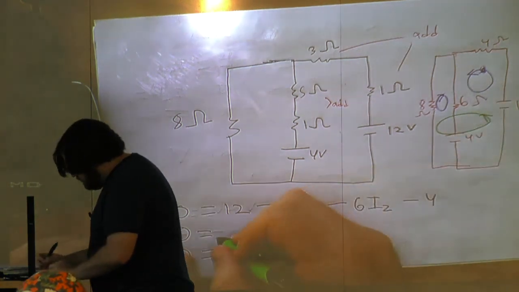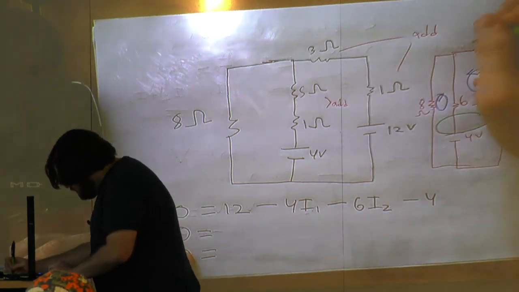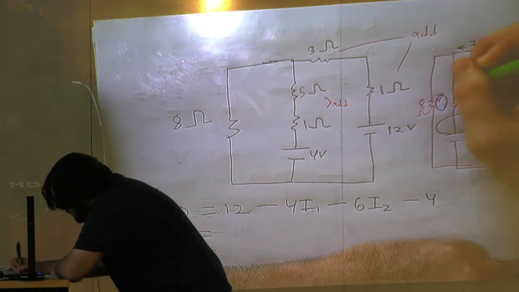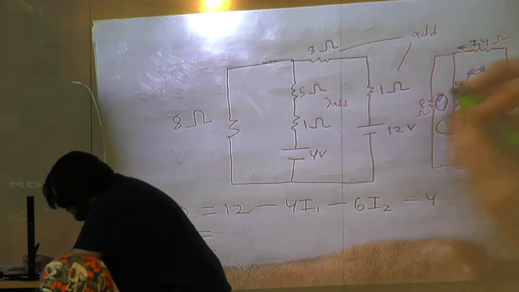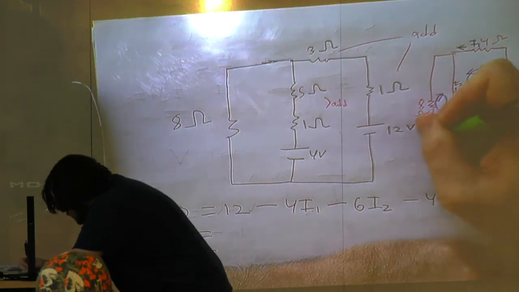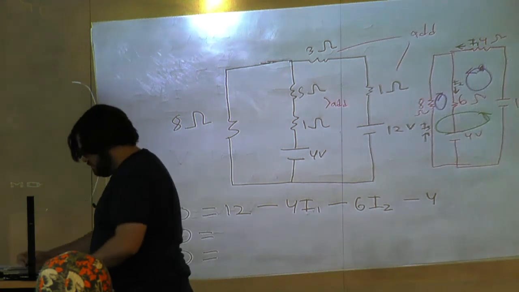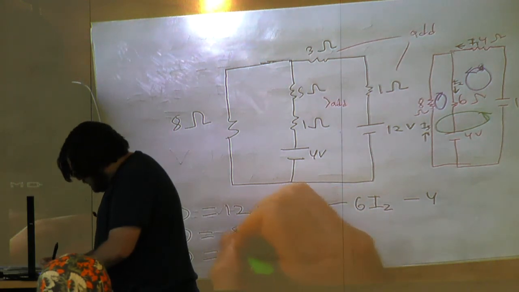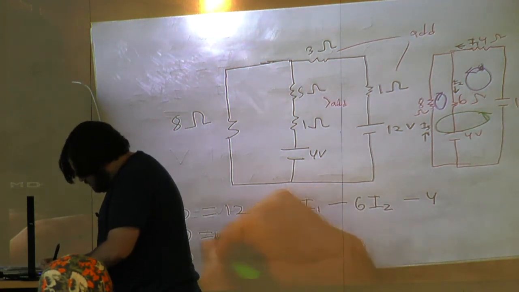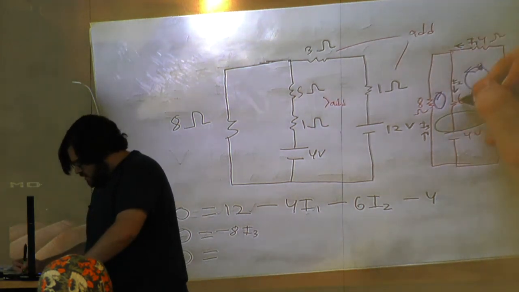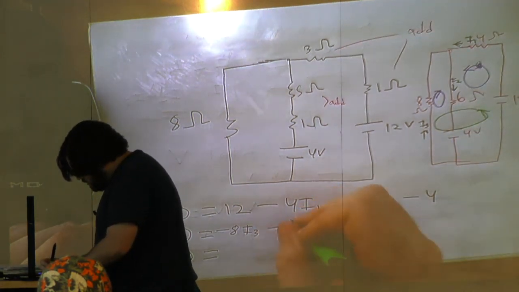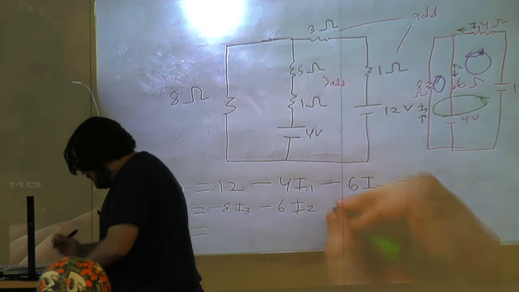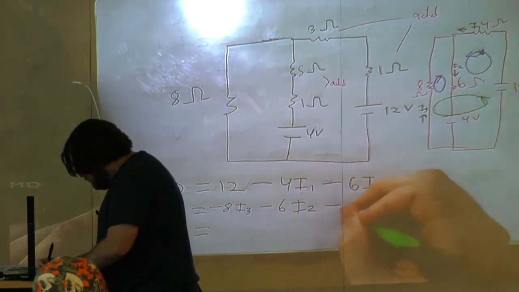Now, for this little loop, we've already defined I1 is going that way. We've defined I2 is going that way. We're going to need I3. That's going to go up. So we have 8 I3 is going to be negative. We're going to have 6 I2, and then we're going to have that.